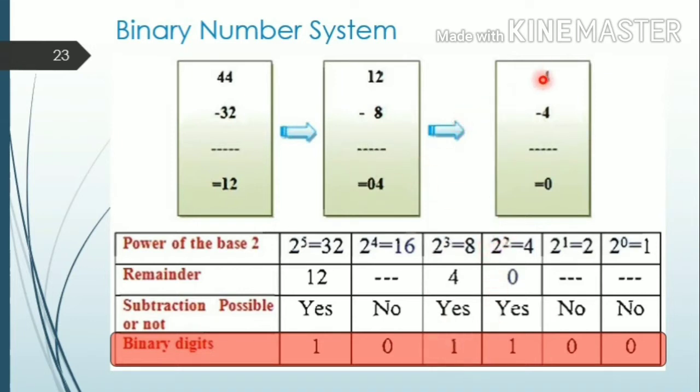Now again, 2 to the 4 is subtractable, yes it is subtractable, so we will get 1. Next, we will take the position number 2, then power 1, so we will get 2. 2 is not subtractable from 0, so we will put 0 here. Now again 2 raised to 0, we will get 1, but it is not subtractable from 0, so it becomes a negative number. So we will get the binary digits of 44, say 101100.